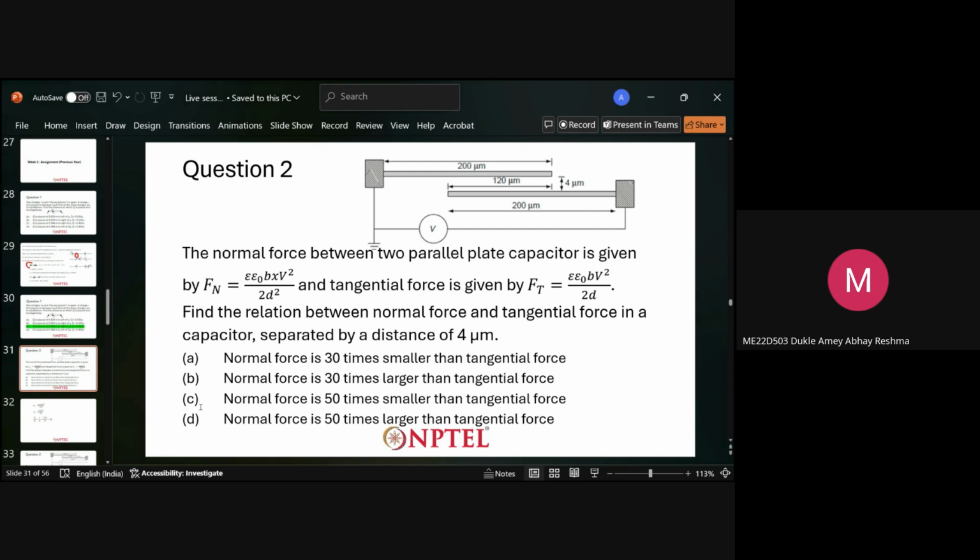Okay, so we move to the second question. Here we have the two beams. You can see the dimensions. One is 200 micrometer, the other is 200 micrometer. The overlap distance, where there is an overlap, is 120 micrometer, and the distance between them is 4 micrometer. The normal force between the two capacitor plates is given by epsilon naught b x V square upon 2d square, and the tangential force. So basically normal force is acting.